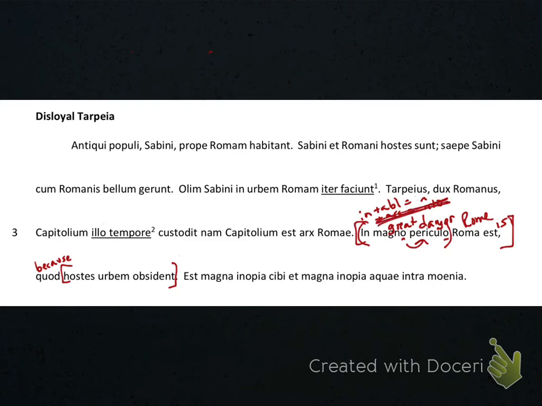I can't use into as the translation for in. A, it doesn't make any sense, and B, because magno periculo is in the ablative case, I have to use the translation for in that follows the ablative case.